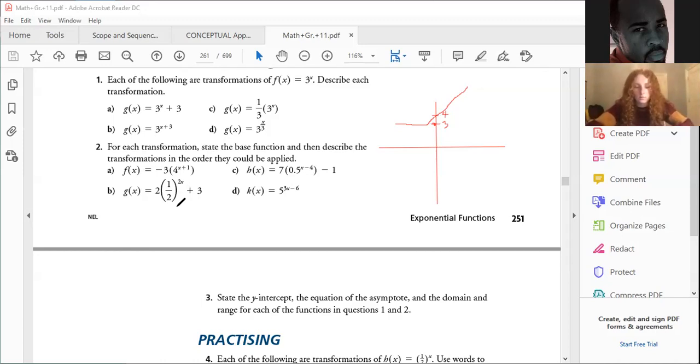Your range is gonna be what? Anything above 3? Yes. Why above and not below? Because it's a growth. No, it's a decay. It's going to be below 3. Ooh, this is funny. How sure are you that's a decay?